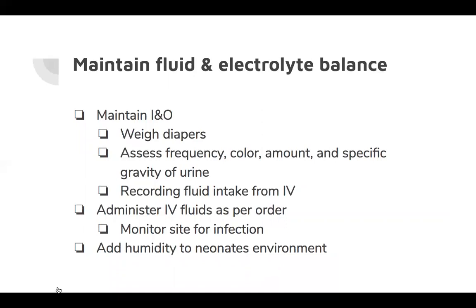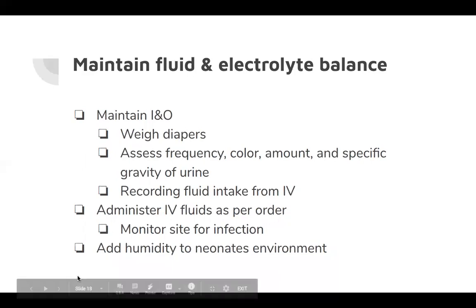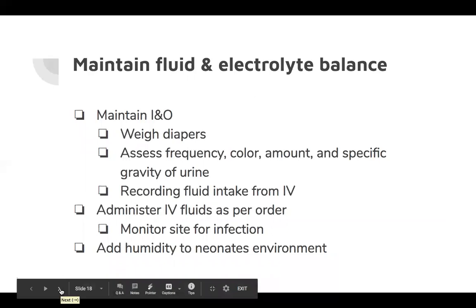So you're going to be weighing the diapers. You're going to be assessing the frequency of their stool and their urination, the amount, administering IV fluids as ordered. Monitor those sites for infection because they are another source of infection, any opening. And adding humidity to the neonate's environment.